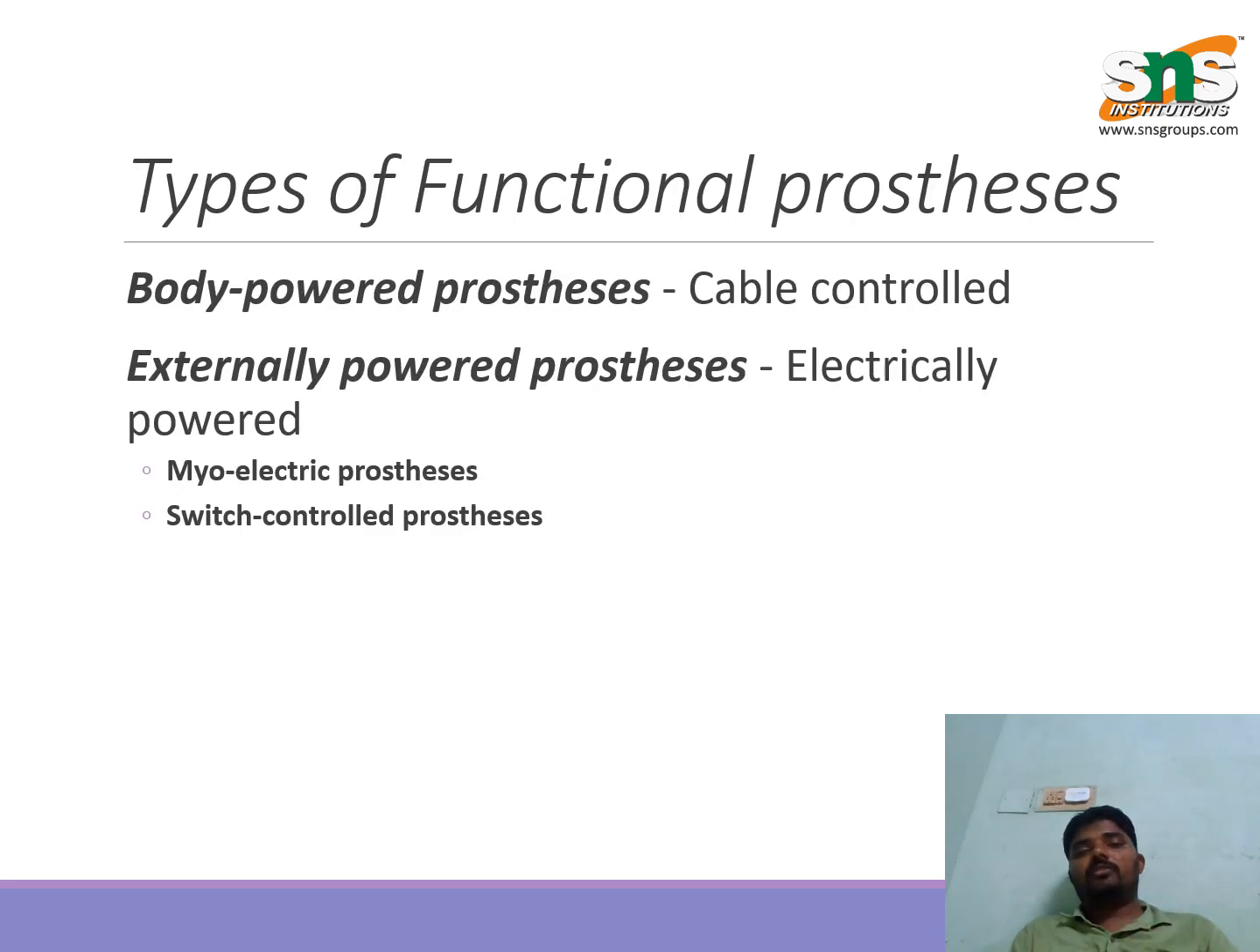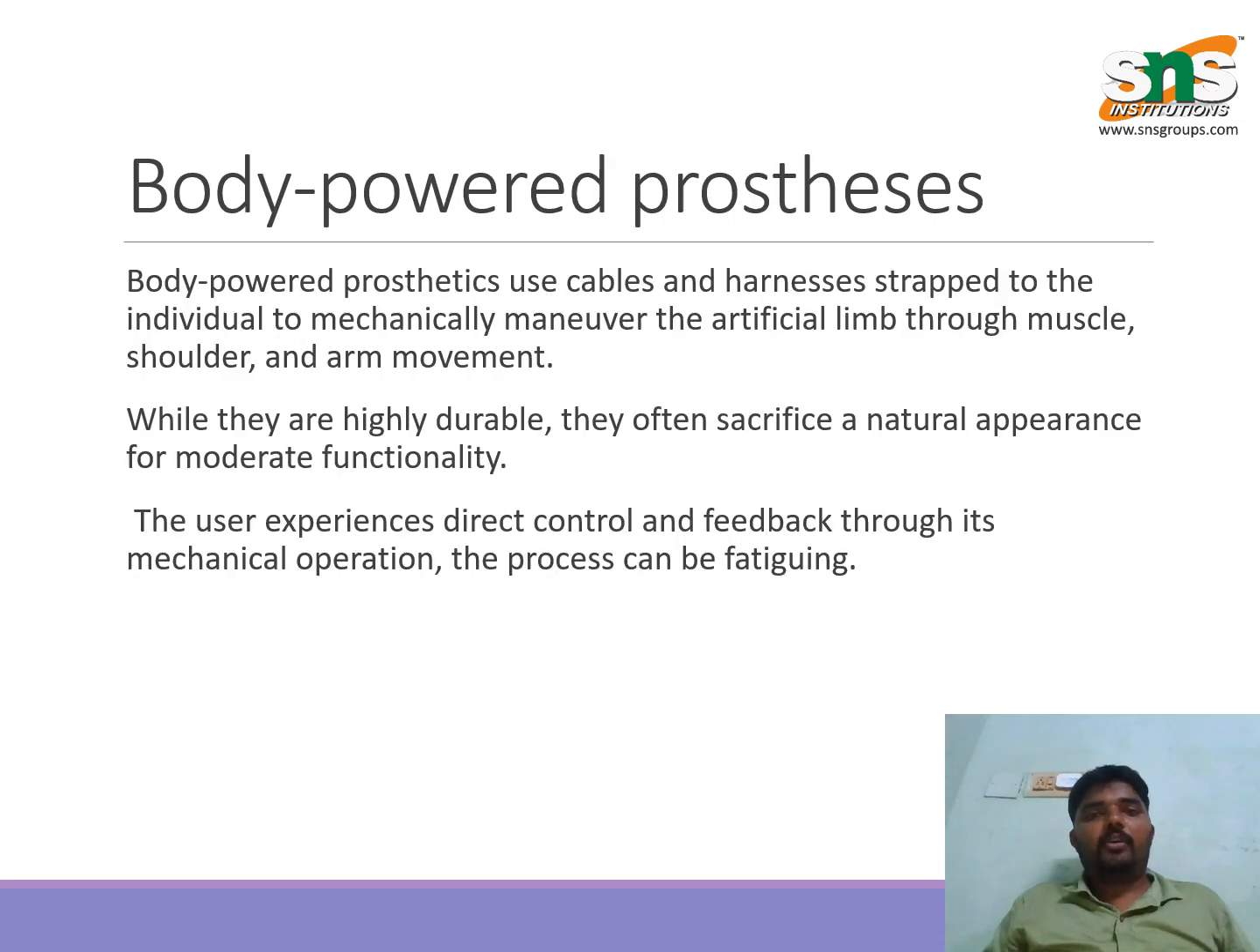Then types of functional prostheses: body powered prostheses, that is cable control; externally powered prostheses, electrically powered, with myoelectric or switch control. Body powered prostheses use cables or a harness strapped to the individual to mechanically maneuver the artificial limb through muscle, shoulder, and arm movement. While they are highly durable, they often sacrifice natural appearance for moderate functionality. The user experiences direct control and feedback through its mechanical operation. The prosthesis can be fatiguing.